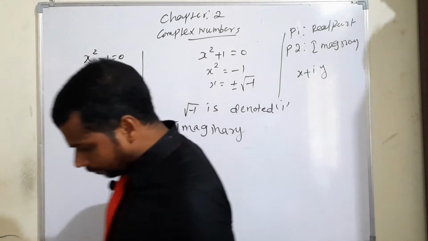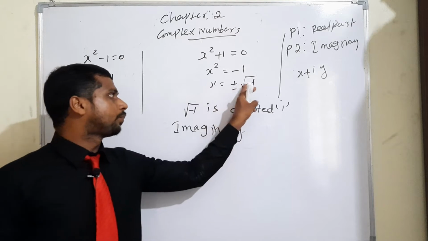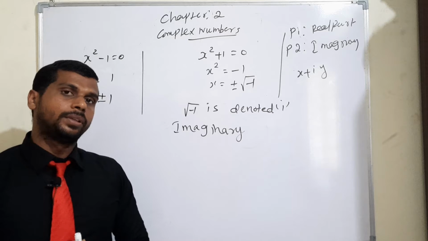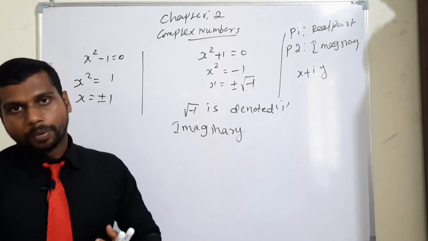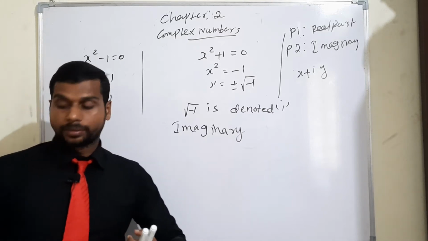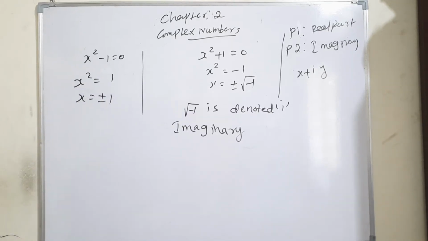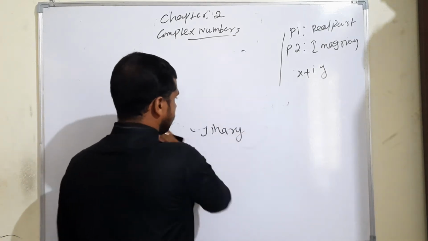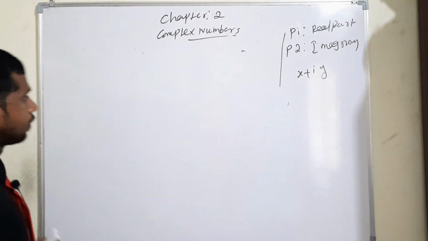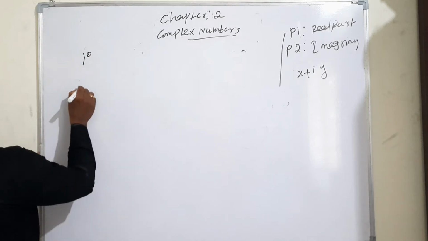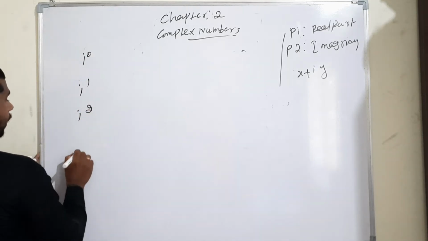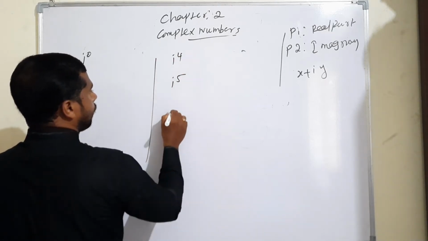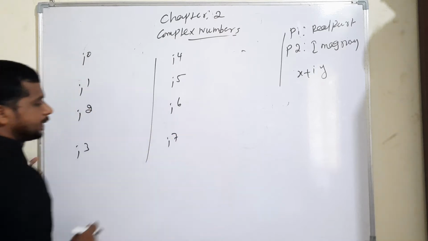Then we have to first analyze the power of the imaginary unit. We have different types of powers of the value. For example, i to the power 1, i to the power 2, i to the power 3. i to the power 0, then i to the power 1, i square, then i cube, as well as i to the power 4, i to the power 5, i to the power 6, i to the power 7.